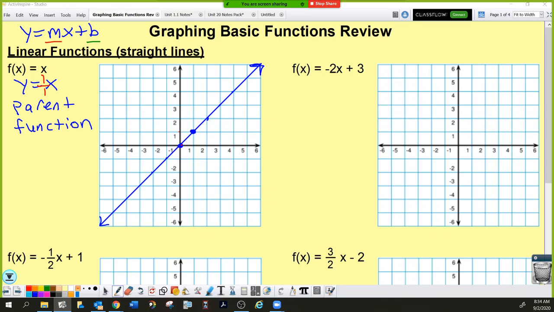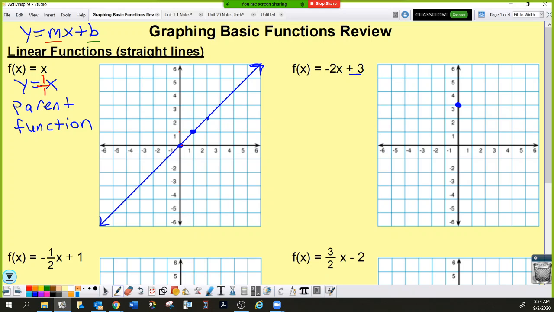It is still in y equals mx plus b format. And the number at the end, plus or minus, whatever that number is, that's where we cross our y-axis. So for this one, we're going to be crossing at y equals 3. Like that.